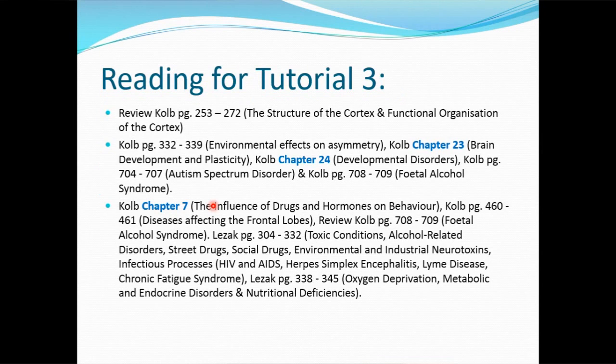Now, your reading that you need to do, it doesn't look very much because it's quite a short list, but there are 3 major chapters that I need you to go through between now and when I see you again. And what we include now, besides the Kold book, is I'm going to read quite a lot in Lezak. Lezak has excellent chapters on the toxic conditions that affect the brain, like carbon monoxide poisoning and street drugs and social drugs and oxygen deprivation and so on. There's quite a lot in her book about that. So it's a good time now to go and read up on all of that and try and memorize that. Okay.